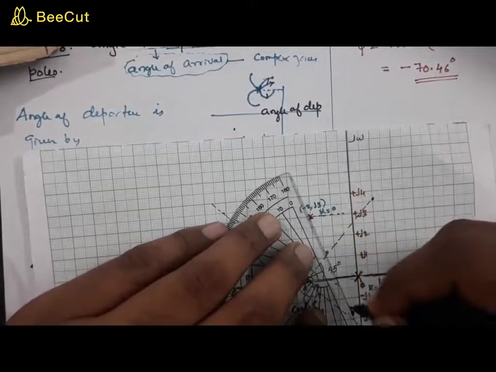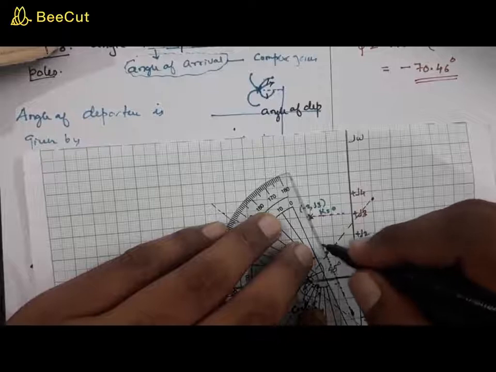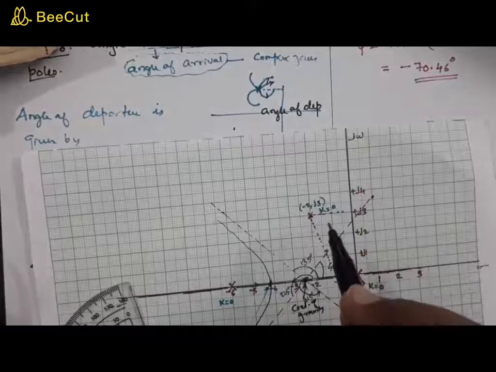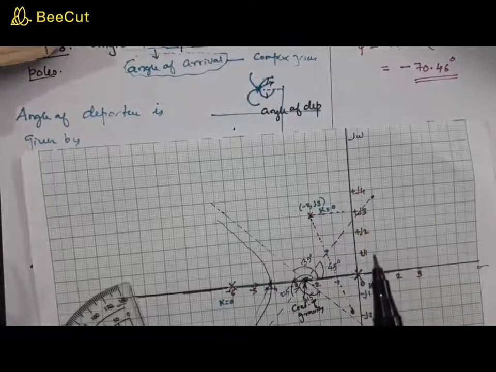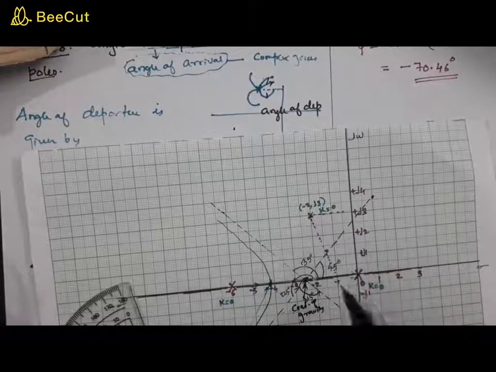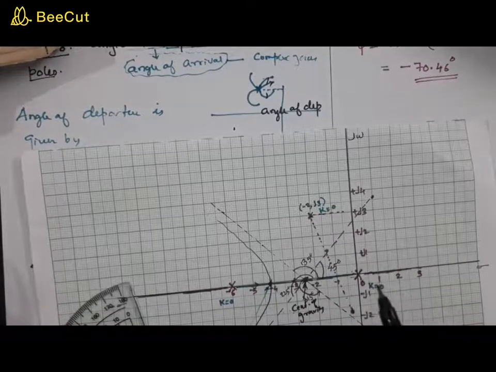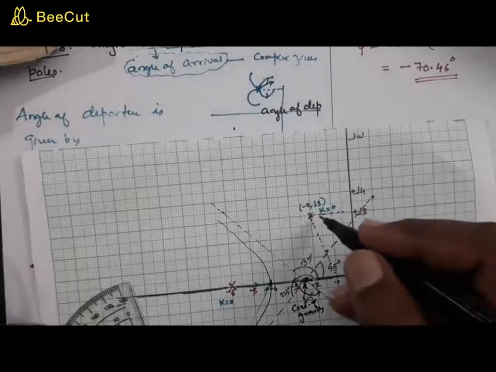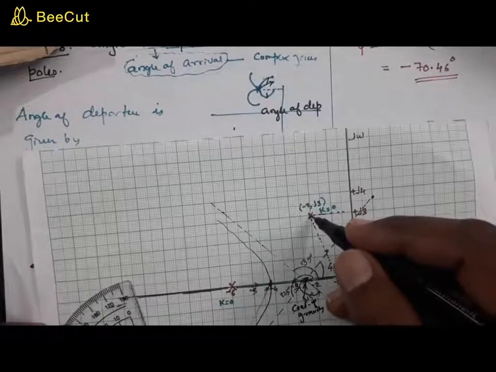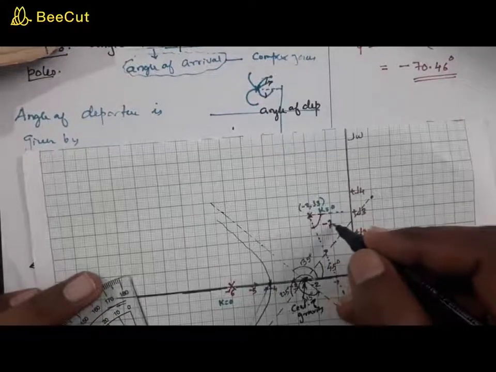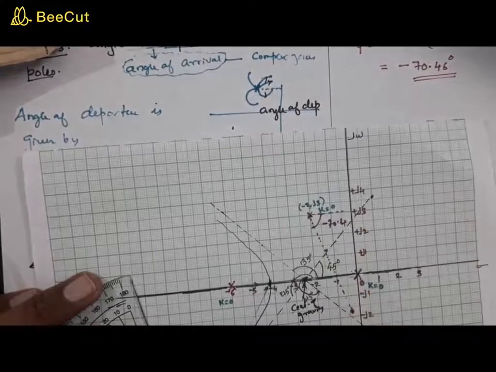Always try to use very light pencils to mark all these things. As I told you, always your root locus has to be projected, so the root locus has to be drawn in dark lines. So this is your angle, right? Now this is how it departs. So this angle is minus 70.46. Now do I need to find out the angle of departure?